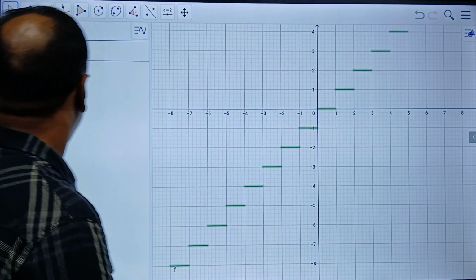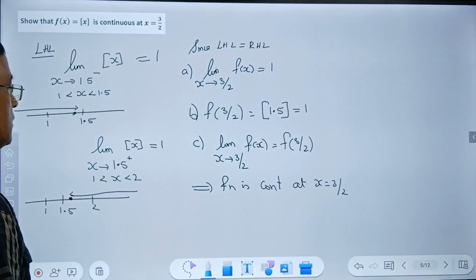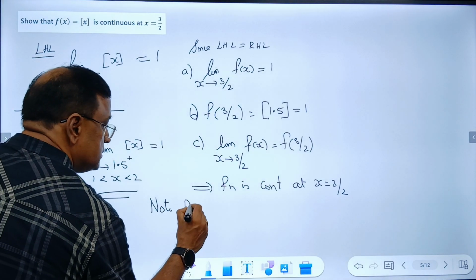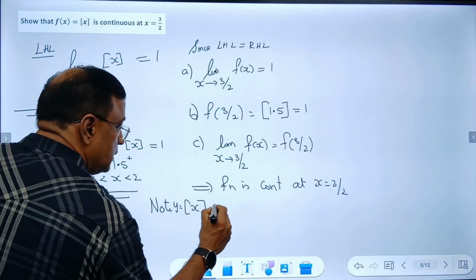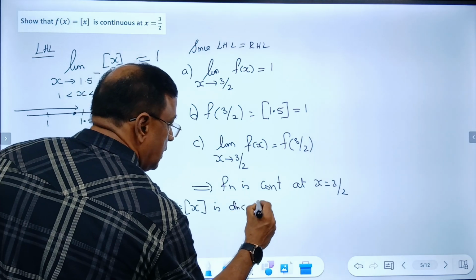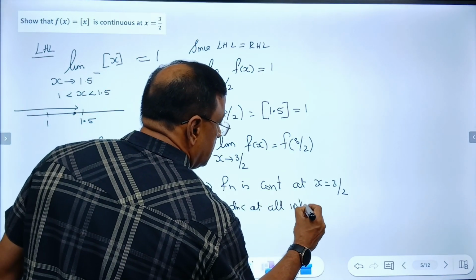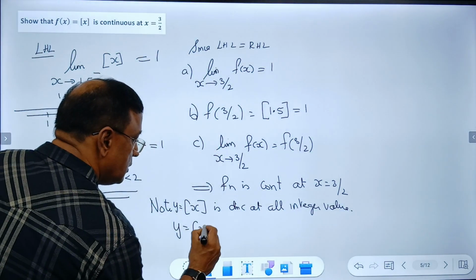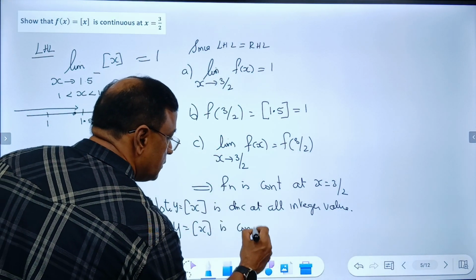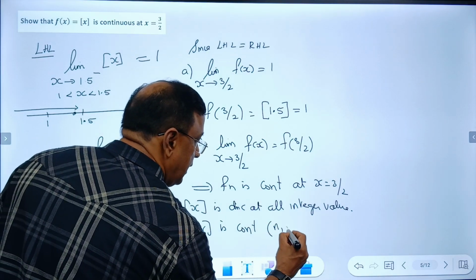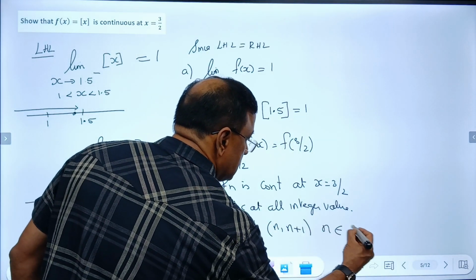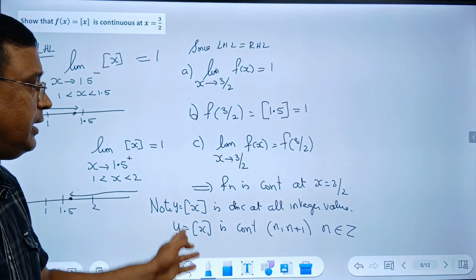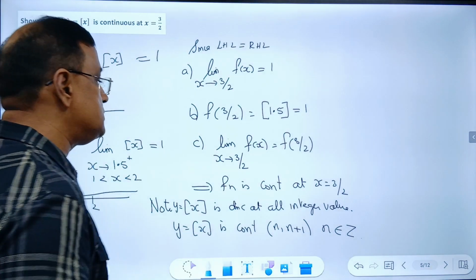So let's go back to this. You can write a note actually. The note is: the greatest integer function is discontinuous at all integer values. The greatest integer function is continuous between n and n plus 1, where n is an integer. It's continuous in between two consecutive integers. So don't forget this. This is very, very important.